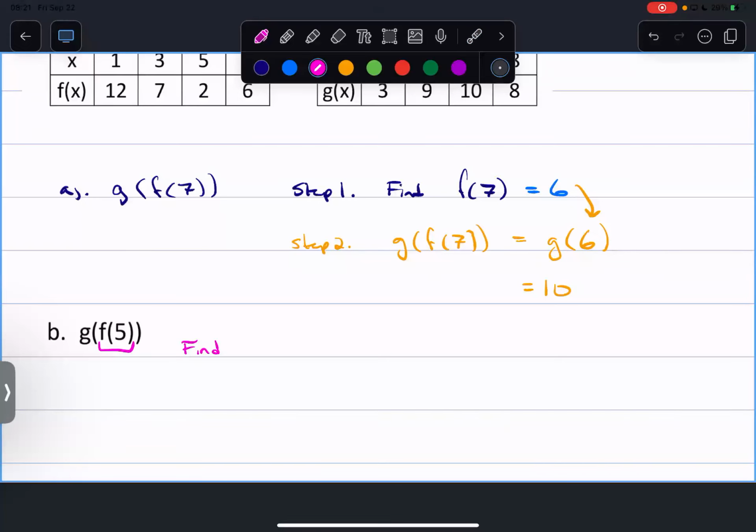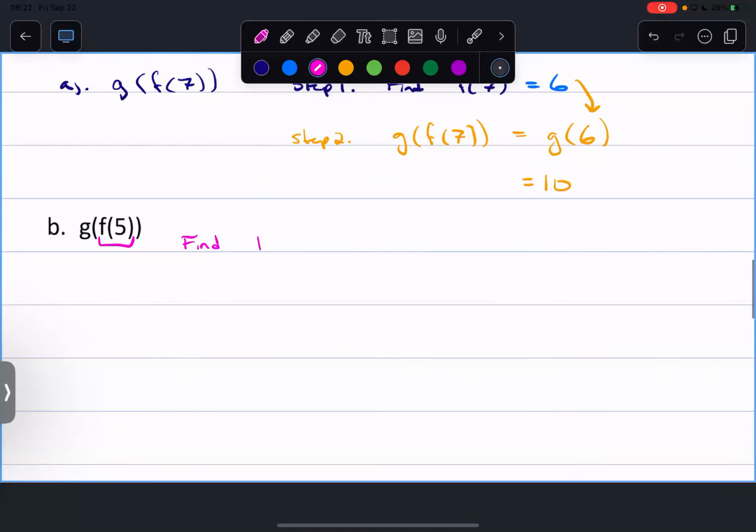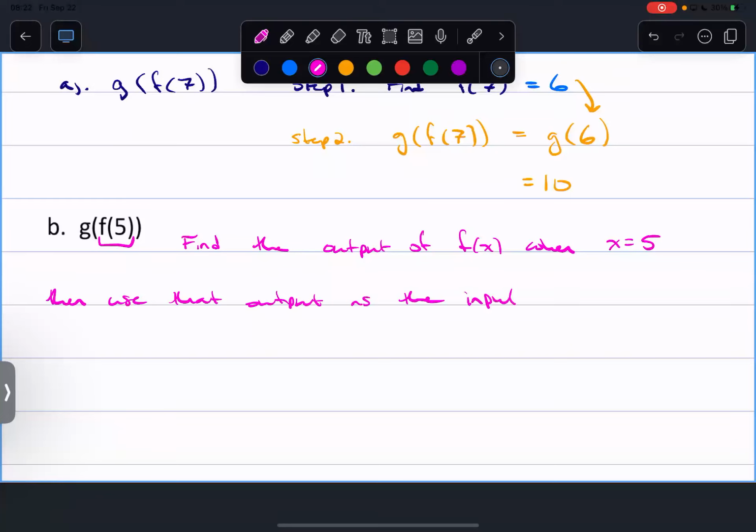Okay, so in words, find the output of f, or f of x, when x is equal to 5. Then use that output as the input in g of x. In words, that's what we're doing.